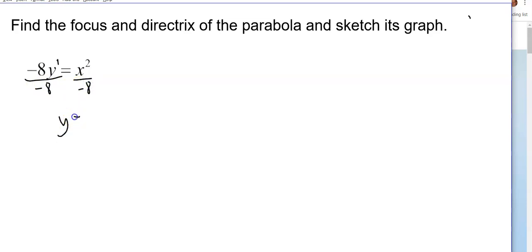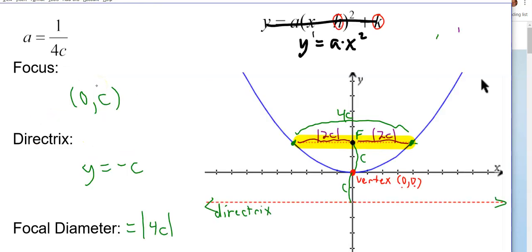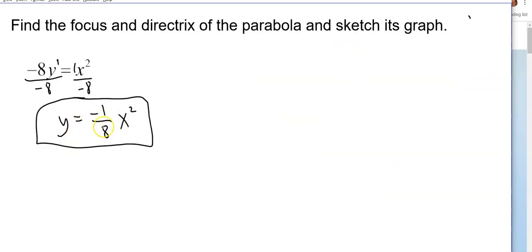And you get y equals, I'm going to write that differently so you can see the a value a little more clearly. So -1/8 times x squared. So that's really a coefficient of a fraction right there. So that's our equation, right? If you look back at this, the a value is the number in front of x squared. So we can easily see what number's in front of x squared. a is equal to -1/8.